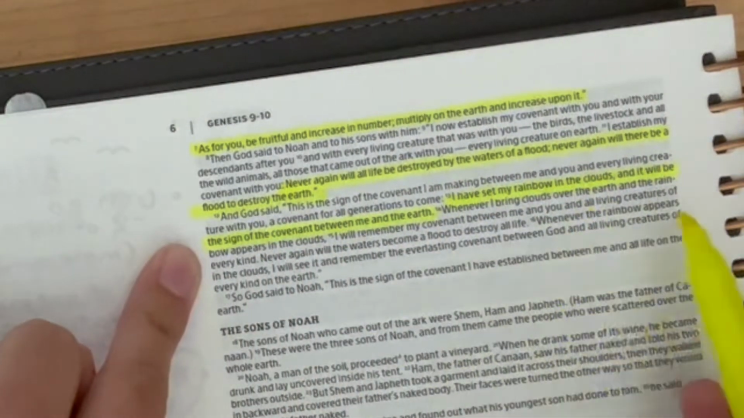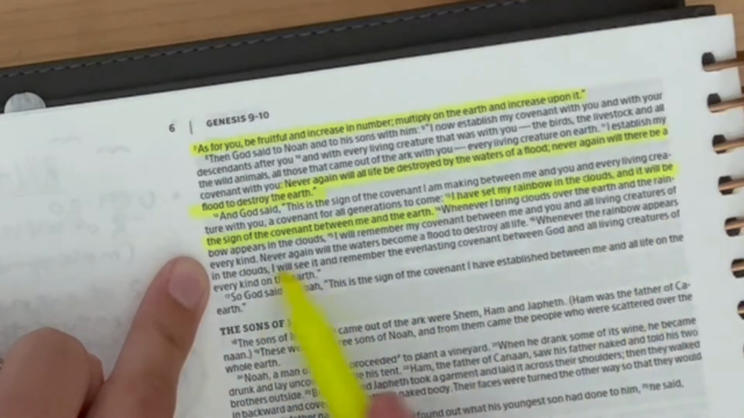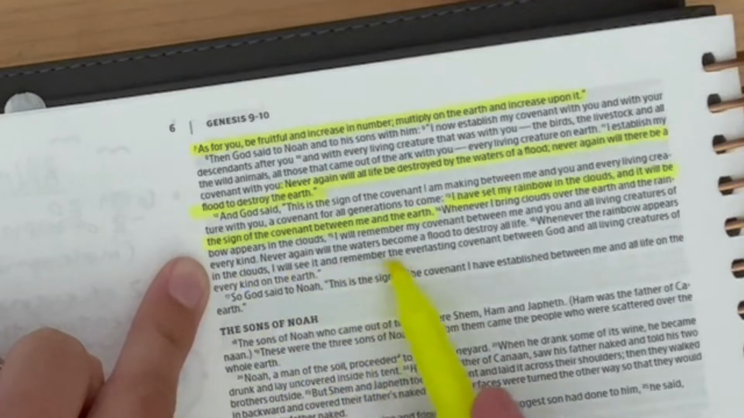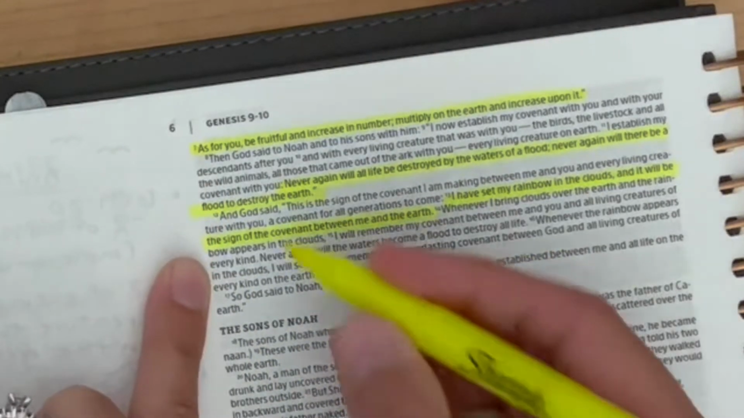Whenever I bring clouds over the earth and the rainbow appears in the clouds, I will remember my covenant between me and you and all the living creatures of every kind. Never again will the waters become a flood to destroy all life. So he said that again, so that must be important.